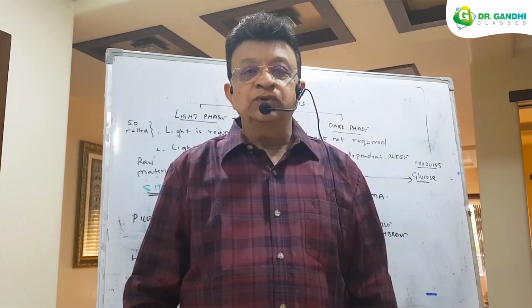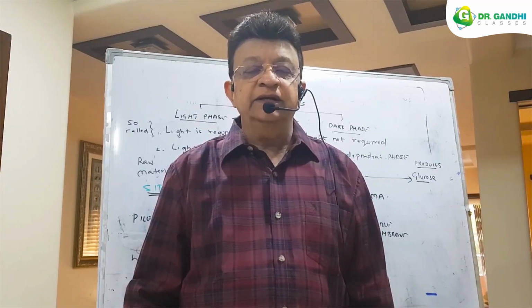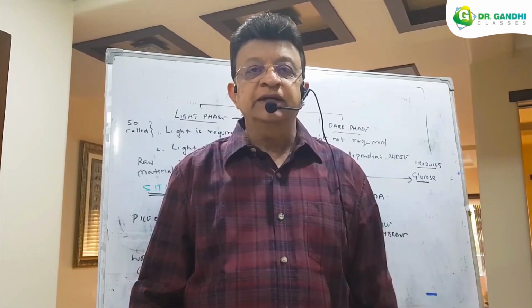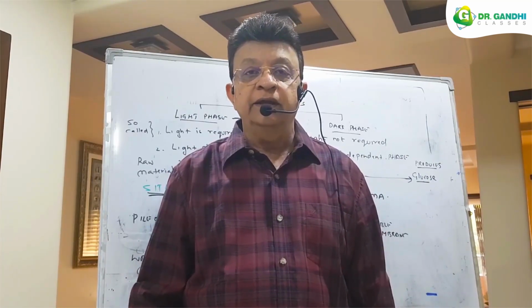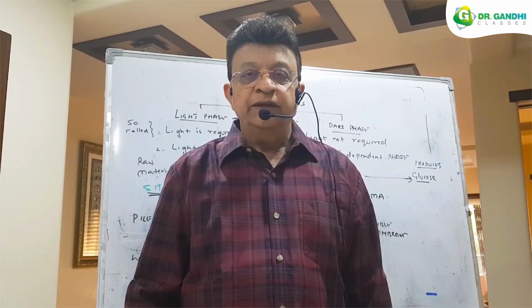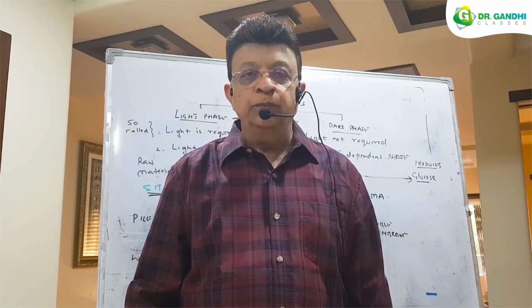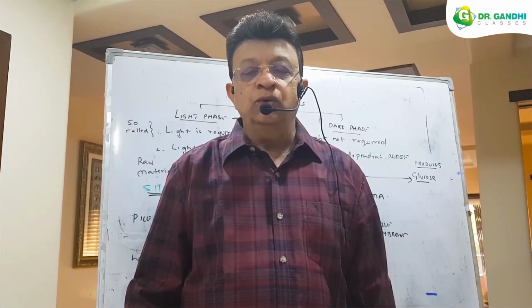The process of photosynthesis occurs in two phases, light phase and dark phase. To understand these two phases, we will have to understand the diagram of a cell organelle called chloroplast. So please follow me onto the board. We'll begin with the diagram of chloroplast and then gradually go on to the process.